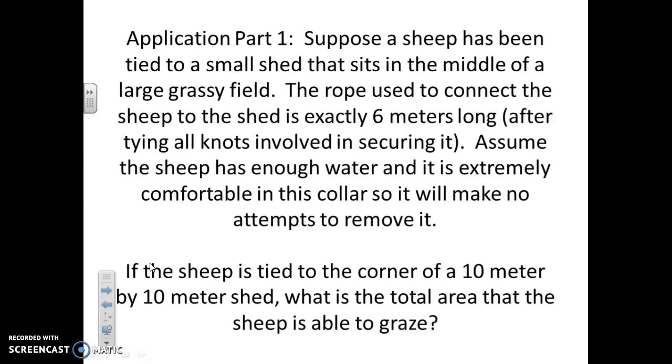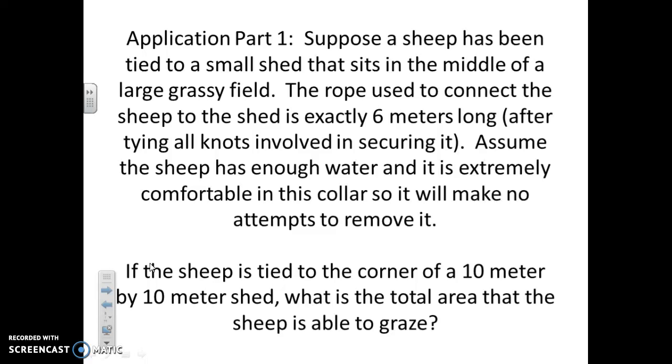Suppose a sheep has been tied to a small shed that sits in the middle of a large grassy field. The rope is used to connect the sheep to the shed, and it's exactly 6 meters long. After tying all knots involved in securing it, assume the sheep has enough water and is extremely comfortable in this collar, so it will make no attempts to remove it. If the sheep is tied to the corner of a 10 meter by 10 meter shed, what is the total area that the sheep is able to graze? I don't think this one's going to cause them much problem.